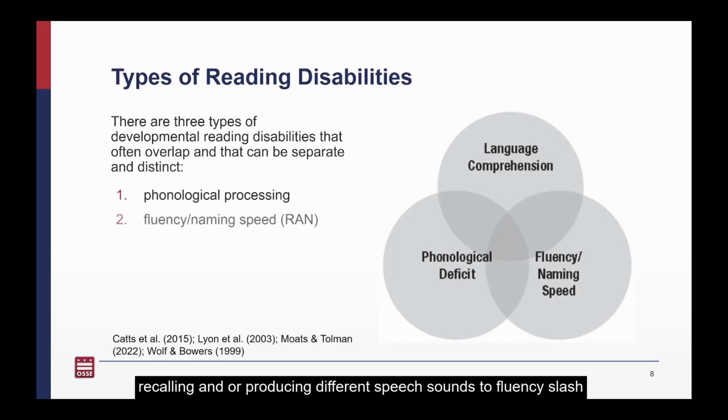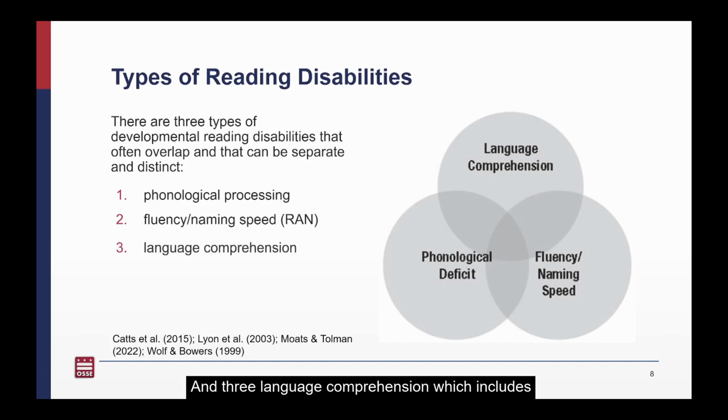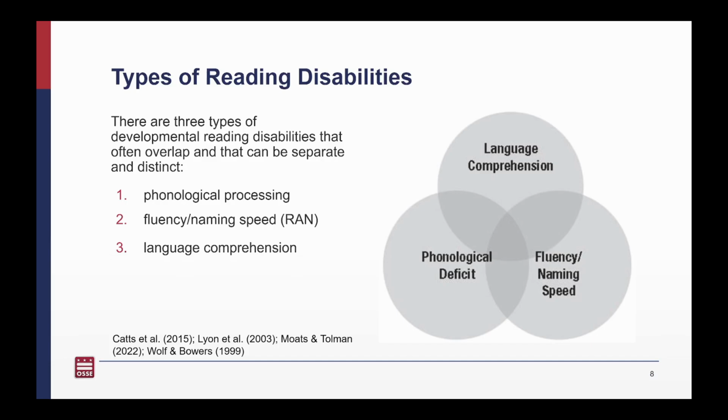2. Fluency/naming speed, which is also called rapid automatized naming, or RAN. RAN is the ability to quickly name aloud a series of familiar items, like objects, pictures, colors, or symbols. And 3. Language comprehension, which includes understanding both spoken and written language. Individuals with dyslexia may experience some or all these types of reading-related challenges.